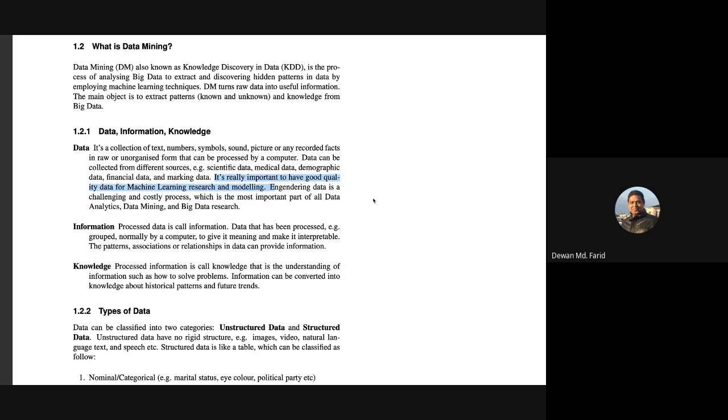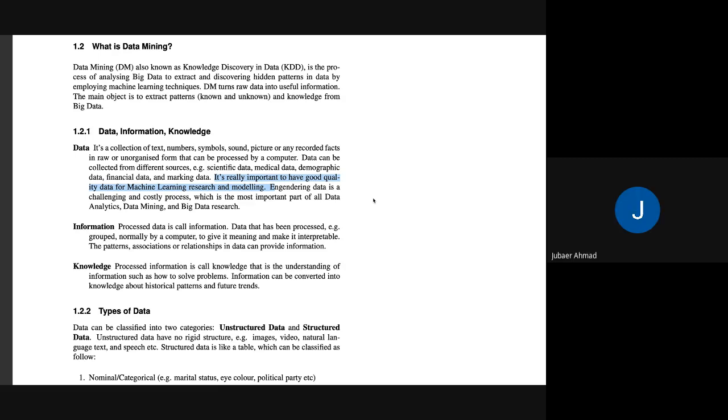Engineering data is a challenging and costly process. If you want to build data, that means generating data, it's really challenging and costly, and it is the most important part of all data analytics, data mining, and big data research. Data analytics, data mining, and big data research are all about playing with the data. So we need to have data. Any questions about data?